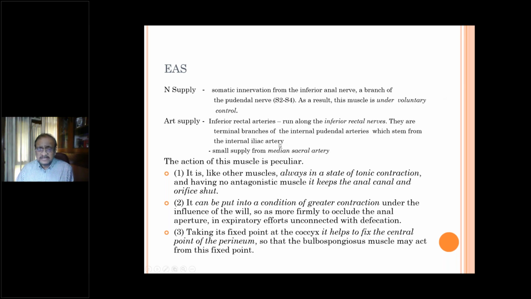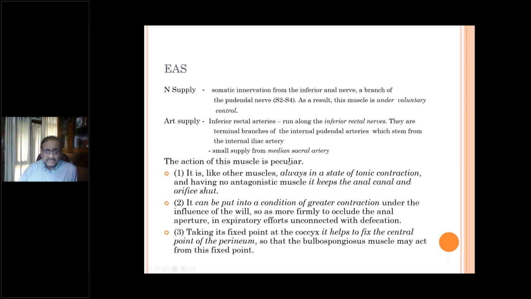Inferior rectal arteries, branch of what? The posterior branch of the internal iliac, right? They run along with the nerves, and the terminal branch of the internal pudendal arteries, which are branches of the posterior branch of the internal iliac, right? And there is a small supply from the median sacral artery, and that conforms to what we just now said, the ectodermal part and the endodermal part that's lying beneath the part which is basically lying under the dentate line, because that is the part which is supplying the external anal sphincter.